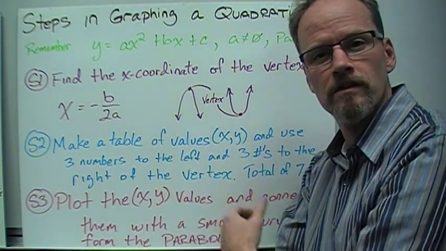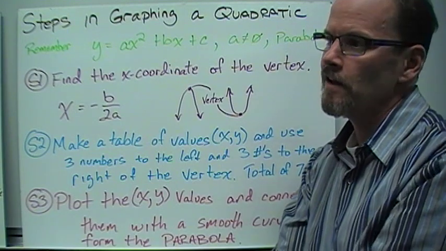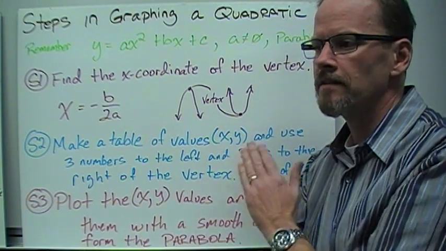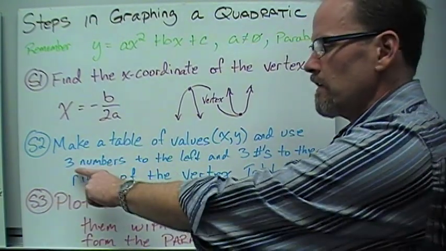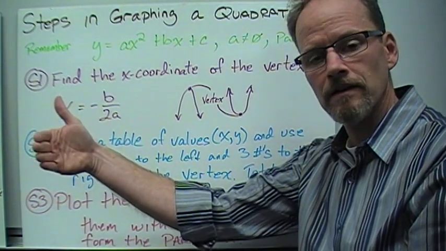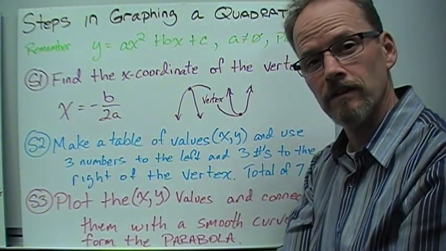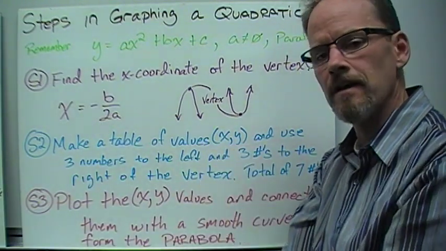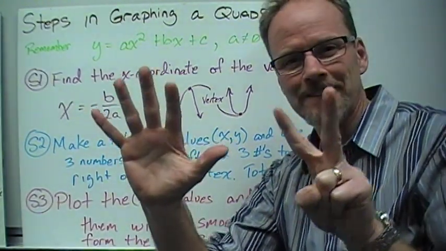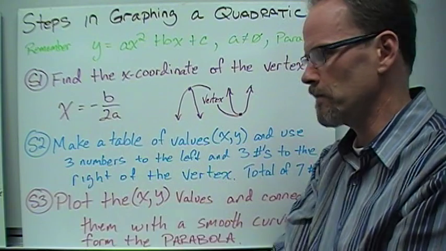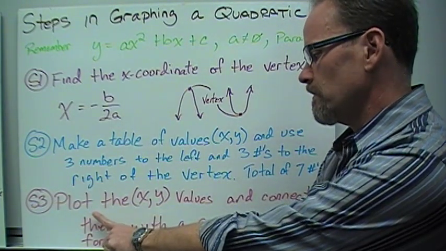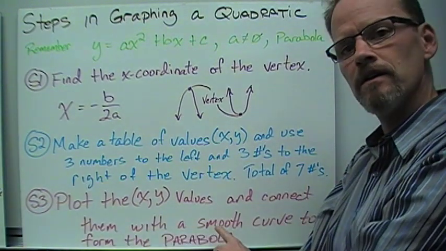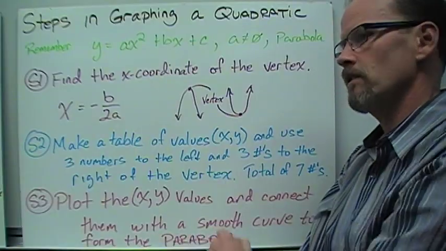You guys know Mr. Zinn's favorite 5 is, when we were doing linears, it was -2, -1, 0, 1, and 2. Well, this time it's going to be a little different. I need you to start thinking of 3 numbers to the left of the x of the vertex number that you're going to find, and 3 numbers to the right. So you're going to have 7 numbers in this big table. The third step is you're just going to take your xy values and plot them out, and connect them with a very smooth curve, and that's going to form the parabola.